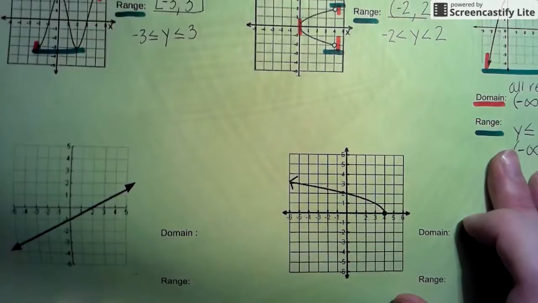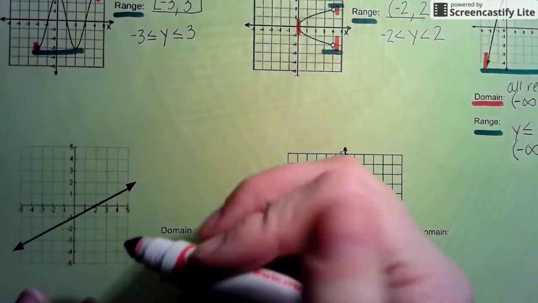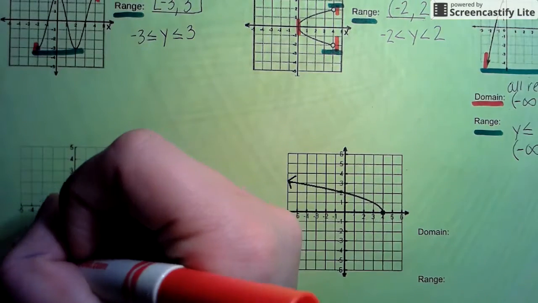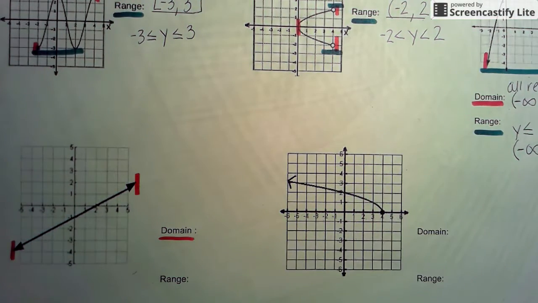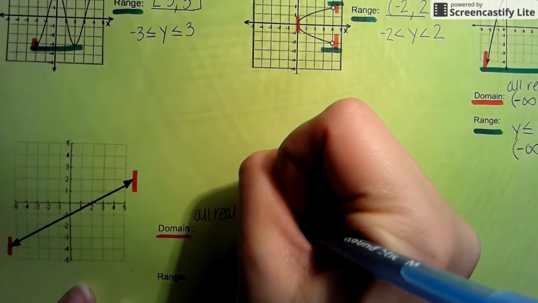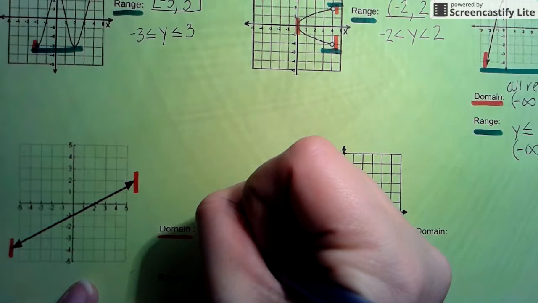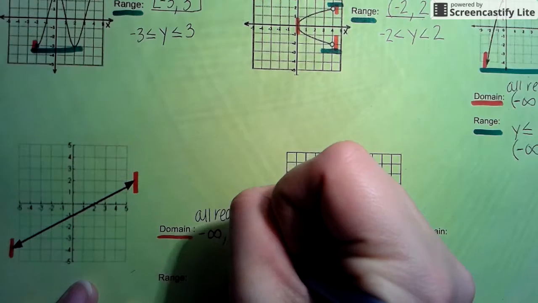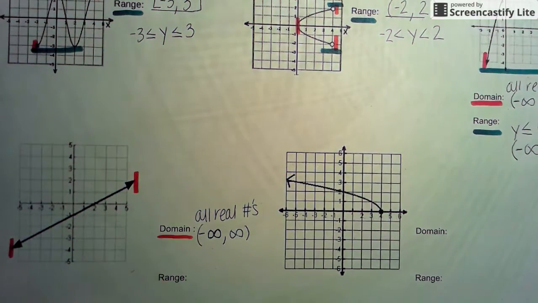My last two examples. So now I have this graph down here. I always want my domain first, so I'm going to use my red again. My farthest left point is the arrow. My farthest right point is the other arrow. So remember, the arrow means that it's always just continuous and it's going to keep going, keep going, keep going. So I'm going to represent that with all real numbers. That means that all x values, in the negatives or positives, are going to be the answer.